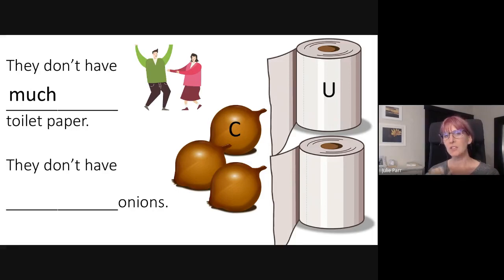Onions. Onions are countable. There is an S on the onions. They do have 3 onions. They don't have many onions.